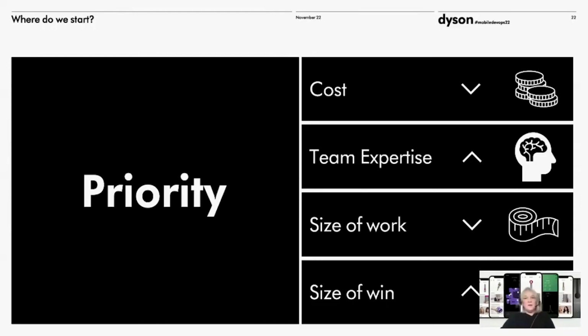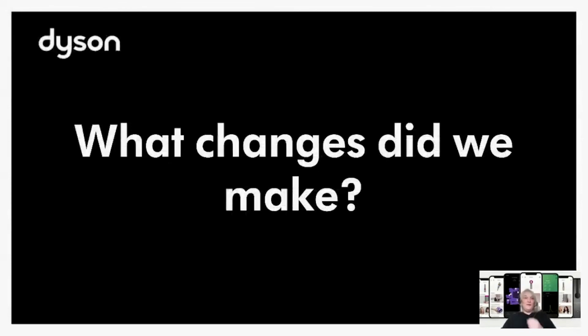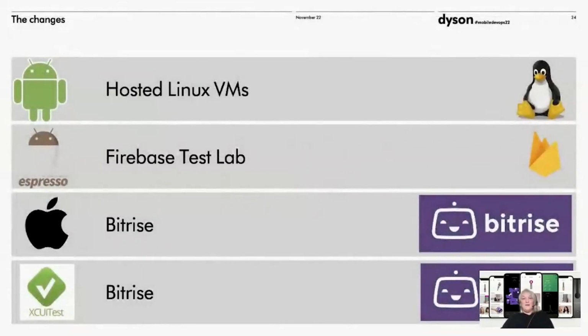And then I guess the other big question is, what changes did we actually make? Well, this presentation is not really about the changes, but I don't think I can finish it without telling you what we actually did. So we clearly moved off of the Mac Minis, and for Android we moved to some hosted Linux VMs. These are actually VMs which are hosted within Dyson. There's a tools and process team who host them for us.